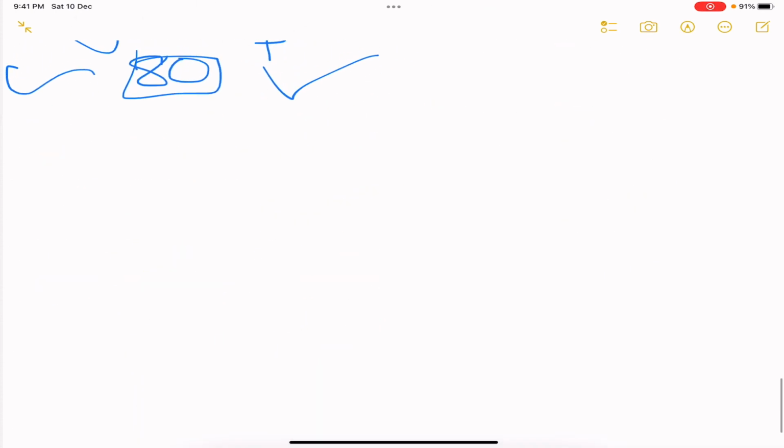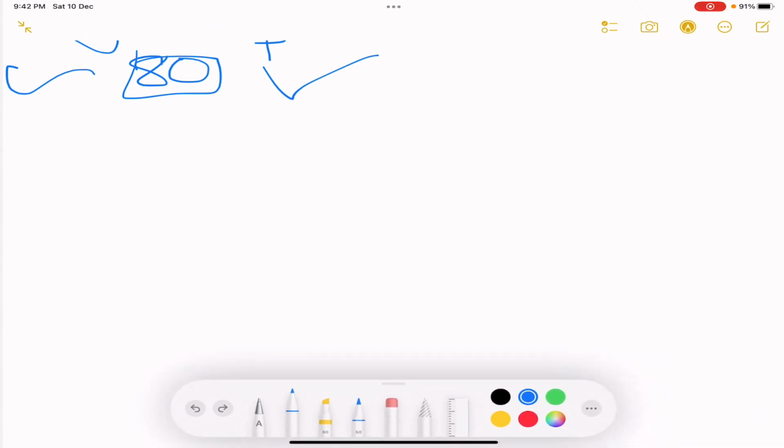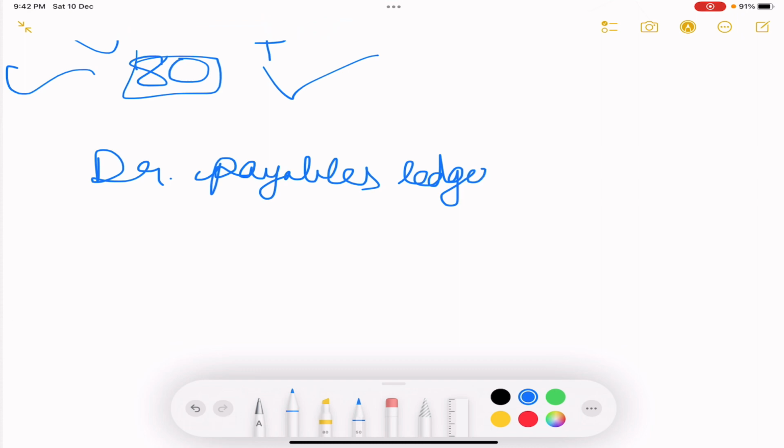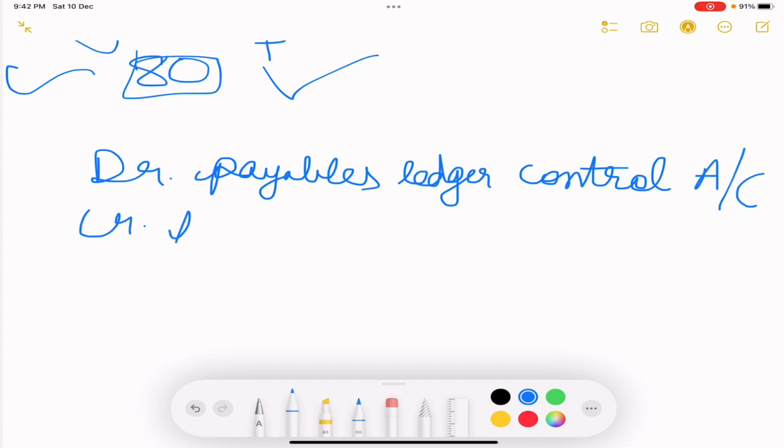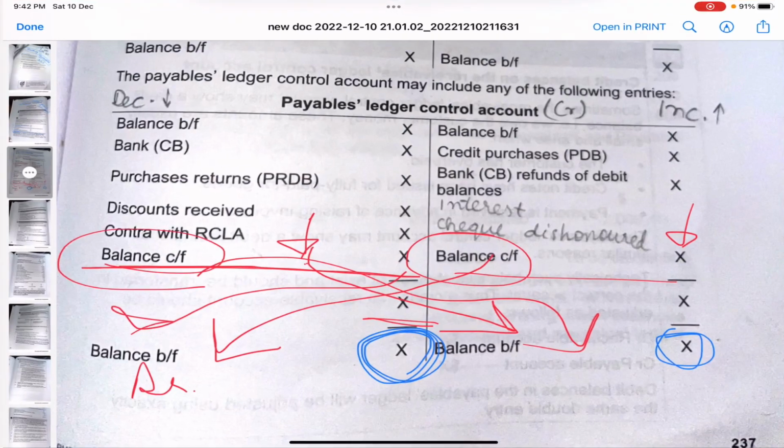Okay, so now what would be the journal entry of a contra entry? Think about it, it is going to be a nullifying effect. So what is my payables balance? My payables are a credit balance. So since I have to reduce it or nullify it, I will debit it. And what is the balance of my receivables account? It is a debit balance. Since I have to nullify or reduce it, what will I do? I will credit it. So that is the contra entry journal entry. I hope you're writing this. Okay, debit payables ledger control account, credit receivables ledger control account. So this is my contra entry.